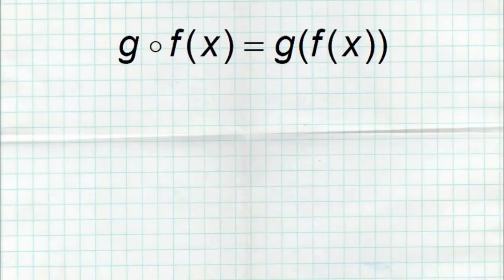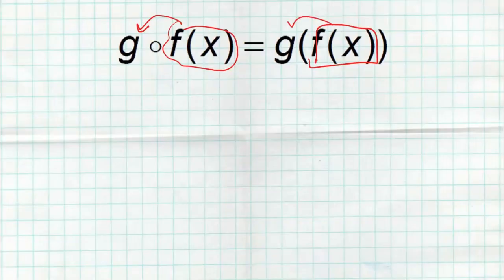Now we could also do it the other way around. We could do g composed of f, and in this case we're literally taking f of x, whatever that function may be, and we're plugging it into g. So again, the function f of x is literally going into g. A little bit confusing, I know, but once we start taking a look at some examples, I really think it'll make a lot of sense.